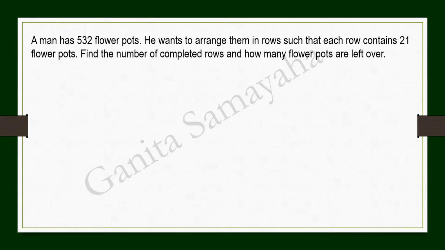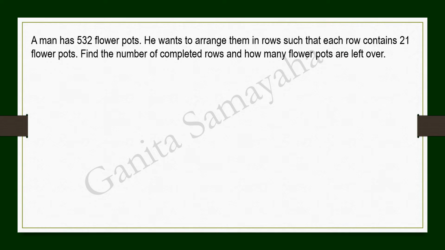The first question was, a man has 532 flower pots. Okay, so he wants to arrange them in rows. And in each row, how many flower pots does he want to have? Yes, he wants to have 21 flower pots. Okay, children, he has got 532 flower pots and he wants to arrange them in rows with 21 flower pots in each row. So what are we asked to find? We are asked to find the number of completed rows and we are asked to find the number of pots that are left over.